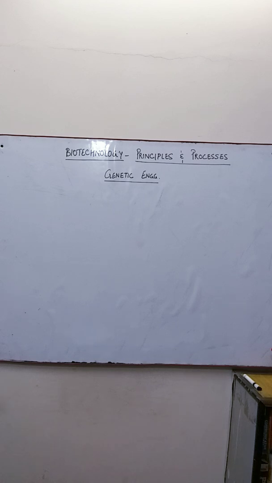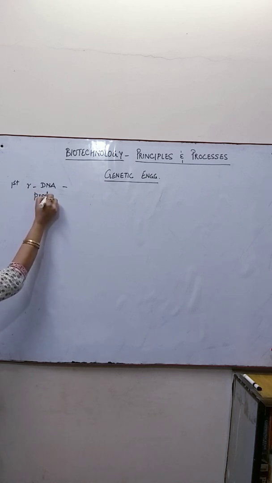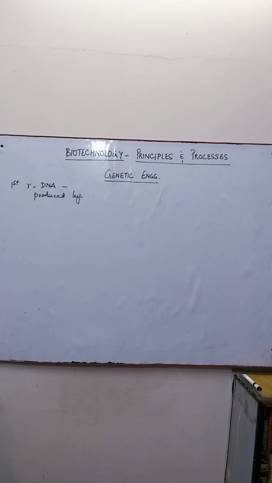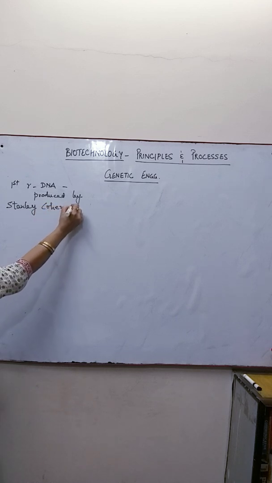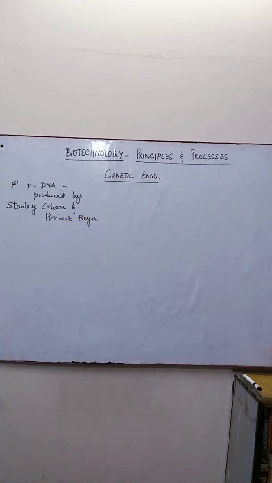Now, when we talk of recombinant DNA, the first rDNA was produced by Herbert Boyer and Stanley Cohen. These two scientists first produced the recombinant DNA at Stanford University, and they used the plasmid of Salmonella typhimurium. Okay, now let us talk about genetic engineering, what it actually is.